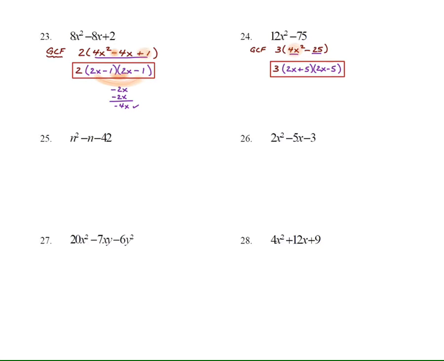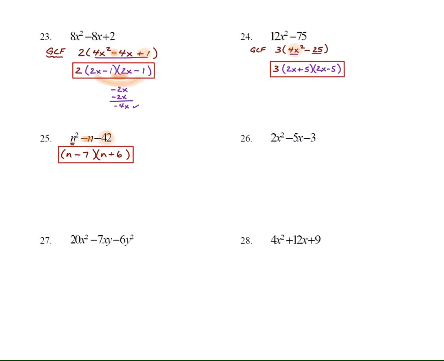Number 25, it's a trinomial, so no common factor between n squared, n, and negative 42. So if it factors, it will factor into 2 binomials. And when the coefficient of the squared term is just 1, then you could go straight to the variable times itself. And then I'm looking for factors of negative 42, so multiply to negative 42, add to negative 1. That has to be minus 7, positive 6. And that would be your factoring. You can check your outside inside, but that's the only combination that will work there.